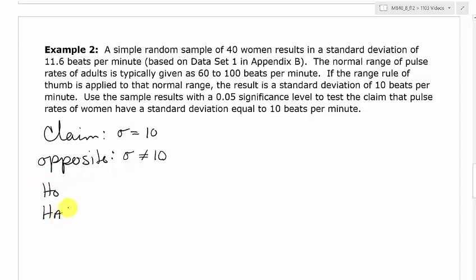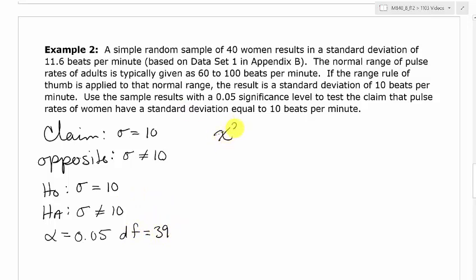The null and the alternative. The null is that the standard deviation is equal to 10 beats per minute, and the alternative is that the standard deviation is not equal to 10 beats per minute. Our significance level is 0.05, and our degrees of freedom is equal to 39.